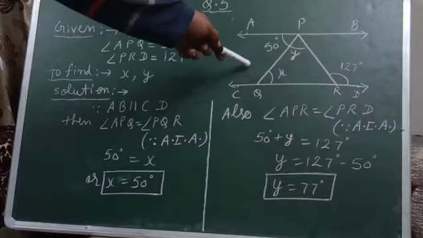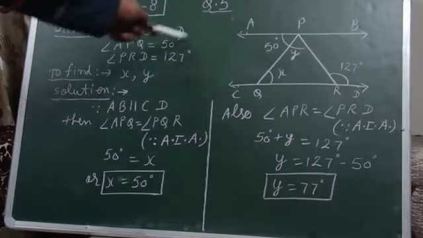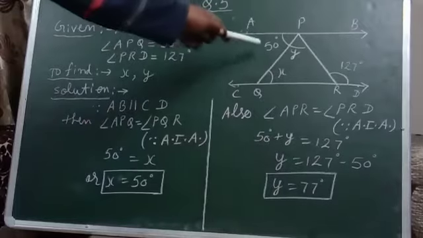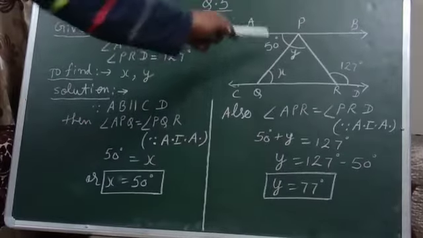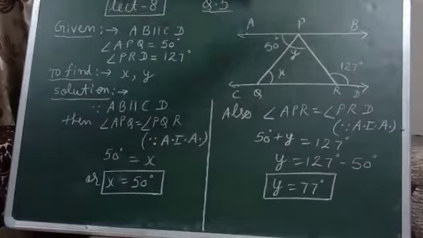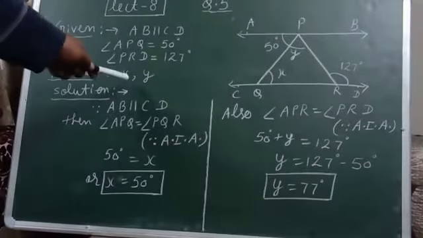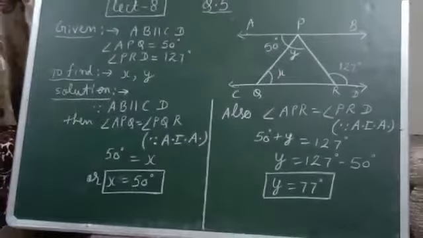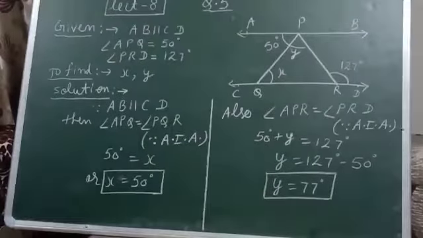So this figure is given here. AB and CD are parallel. Angle APQ is 50 degrees, and angle PRD is 127 degrees. We want to find out the values of X and Y, this angle and this angle. We want to find the value of these two angles.